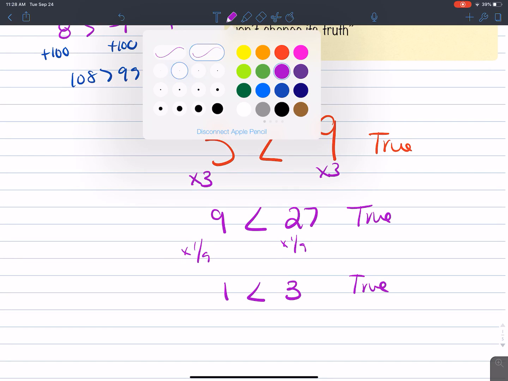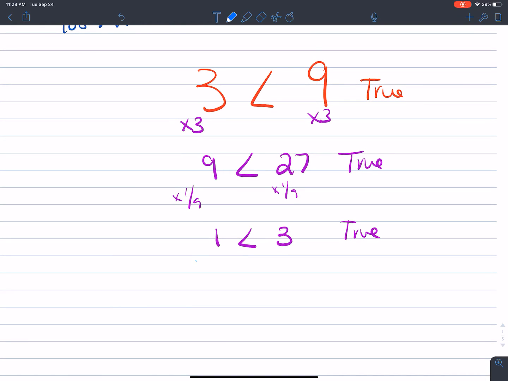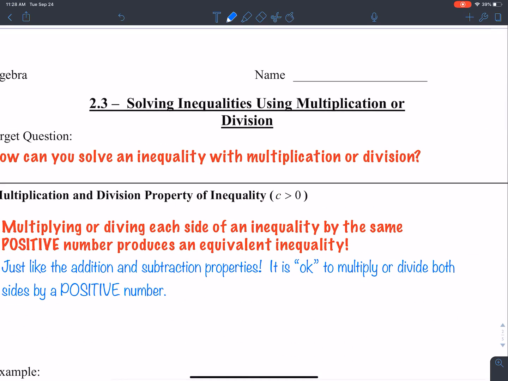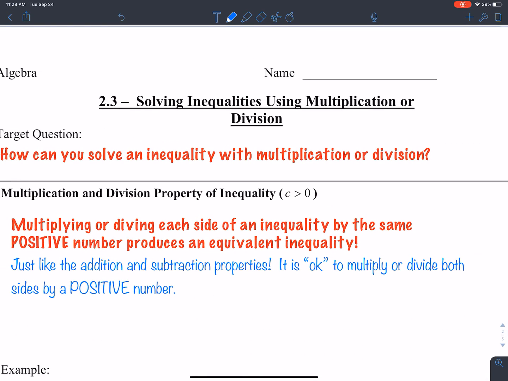But what we'll notice with multiplication is it's not always going to work. If I multiplied by -5, let's say, this turns into -5 and this turns into -15, but this statement is no longer true. So we need to watch out when we're multiplying or dividing, and there's two main things that we'll learn for today. The first one is the multiplication of a positive number. So on our notes, when we see this number is greater than 0, that's just a fancy way of saying a positive number. What it says is, when we multiply or divide each side of an inequality by the same positive number, that's okay. It doesn't change the truth.